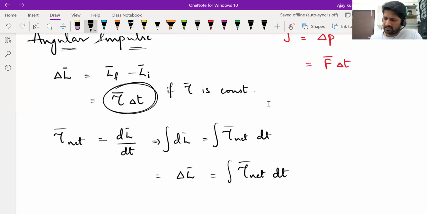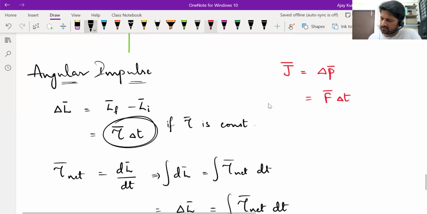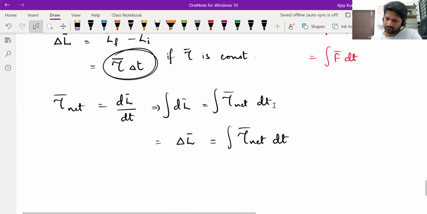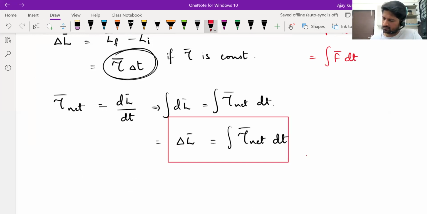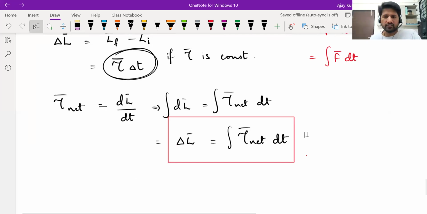Same for linear impulse also. If the force is constant, it is F delta t. Otherwise, it is integral F dt. Area under the force-time graph. Okay. But see, there is another way also of looking at it.